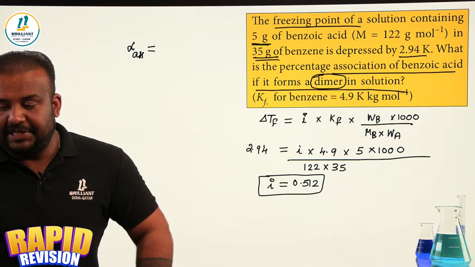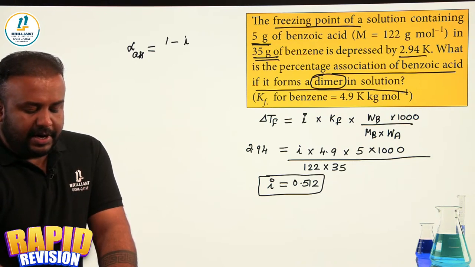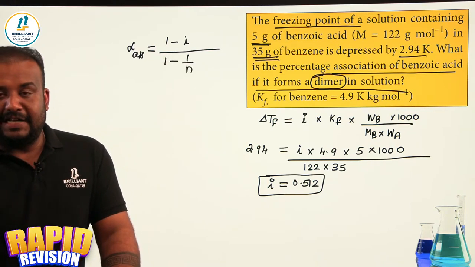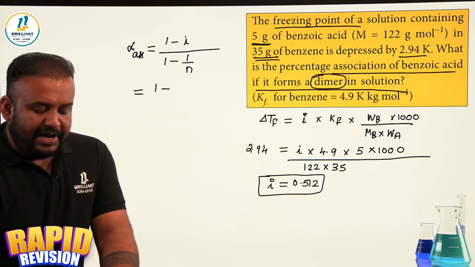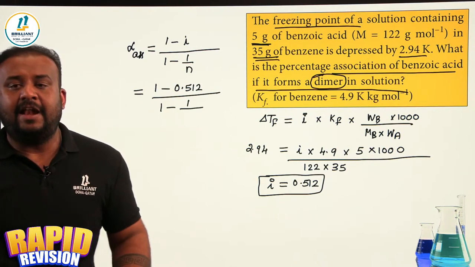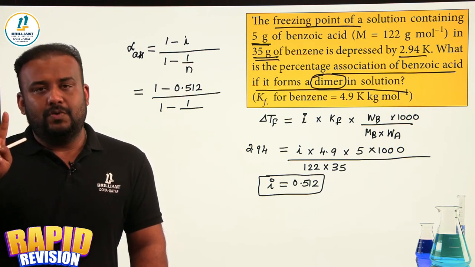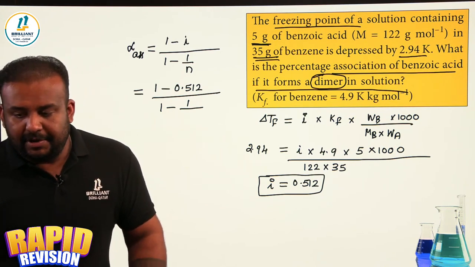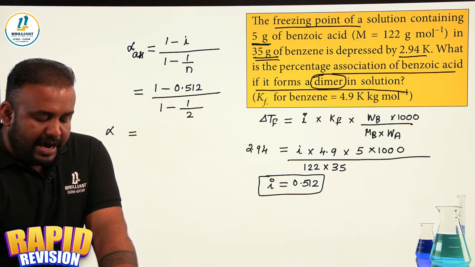What is the formula for alpha association? Come on, quick. 1 minus i divided by 1 minus 1 by n, because in case of association, it is 1 by n. N means how many molecules are forming. For example, for a dimer, n will be 2. For a trimer, n will be 3. For a tetramer, n will be 4. Do you understand that? So it will be 1 minus 1 by 2.